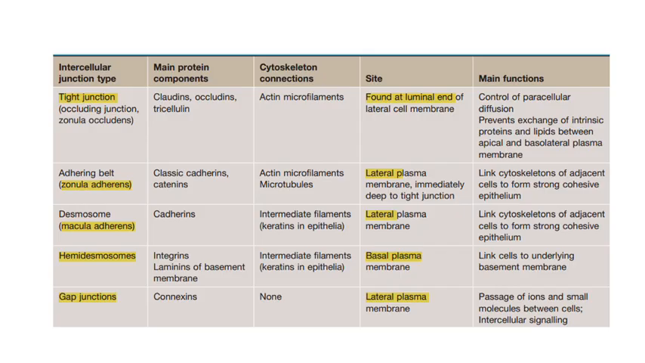This is in a tabular form to explain it in one slide itself. The tight junction, zonula occludens, luminal end. Zonula adherens, lateral part of the plasma membrane, just below the zonula occludens. Desmosome. Hemidesmosome, basal plasma membrane, and gap junctions.